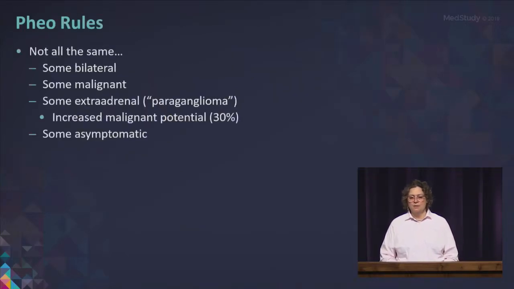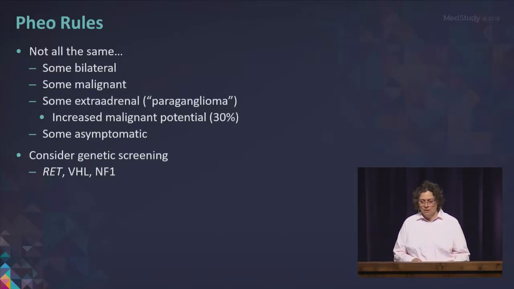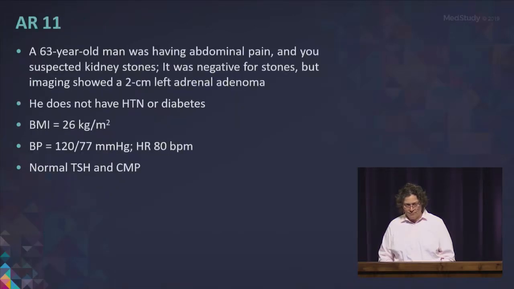And so not all FEOs are the same. Some are bilateral, some are malignant, some are extra-adrenal, called paraganglioma. Some are asymptomatic. It's always important to remember that there can be a genetic component. So in younger people, bilateral disease, extra-adrenal, malignant, we are always thinking genetic evaluations. And always alpha block is first line, never beta block.